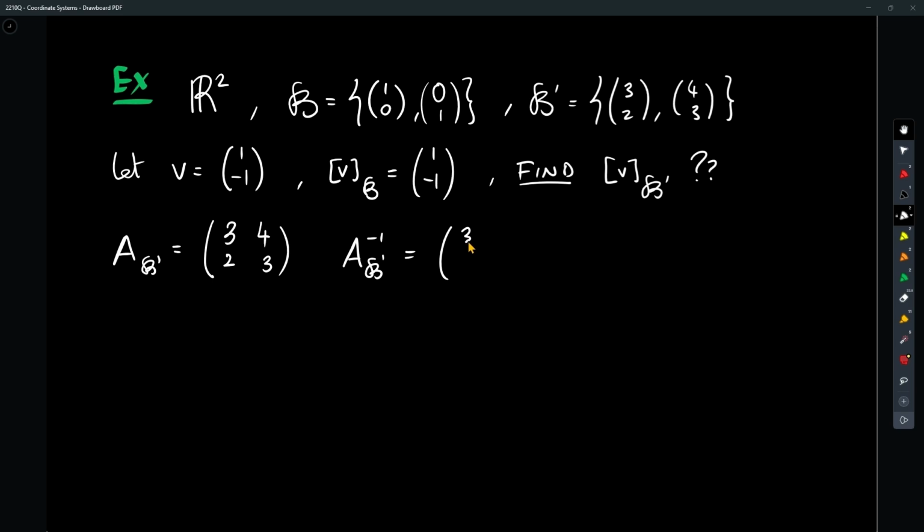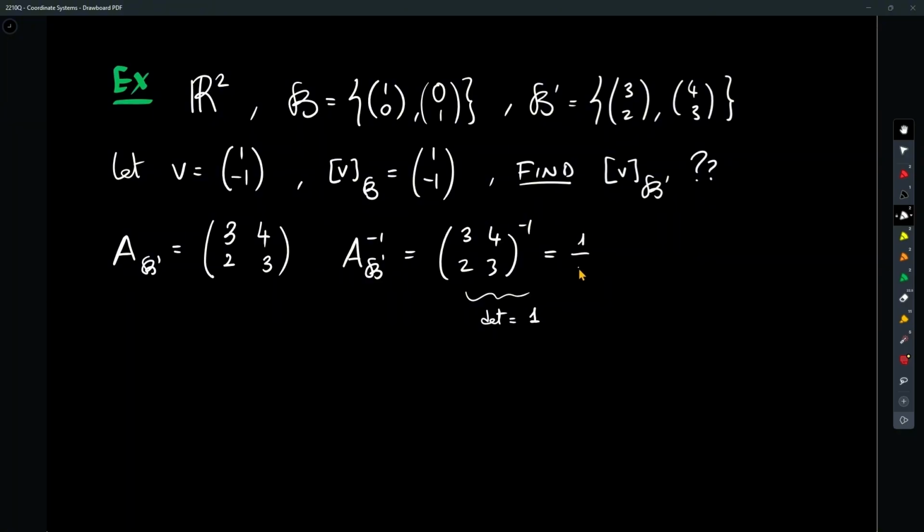Will be the inverse of [3, 4; 2, 3]. I know how to find inverses. First of all, the determinant is 3 times 3 minus 4 times 2. So 3 times 3, 9, minus 4 times 2, 8. So the determinant is 1.